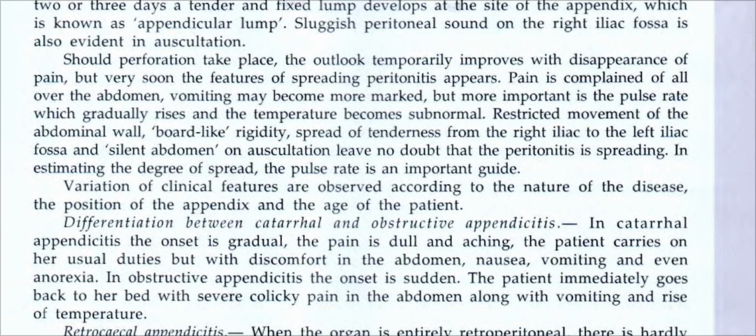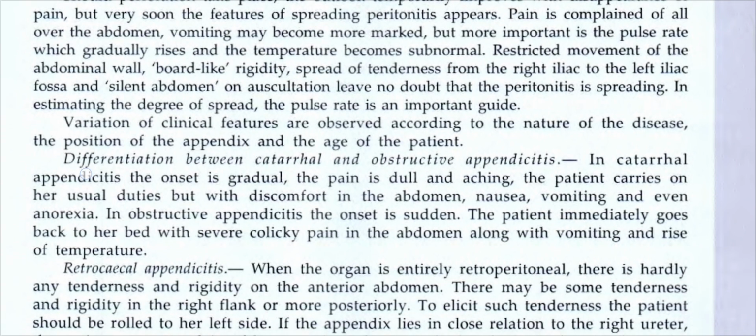Should perforation take place, the outlook temporarily improves with the disappearance of the pain, but very soon the features of spreading peritonitis appear. Pain is complained of all over the abdomen. Vomiting may become more marked, but more important is the pulse rate, which gradually rises, and the temperature becomes subnormal. Restricted movement of the abdominal wall, board-like rigidity, spread of tenderness from the right iliac fossa to the left iliac fossa, and silent abdomen on auscultation leave no doubt that peritonitis is spreading. In estimating the degree of spread, the pulse rate is an important guide.